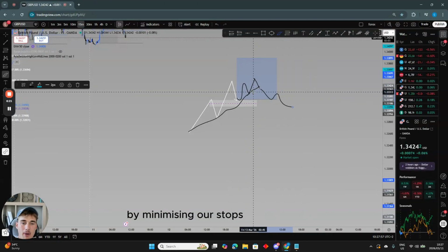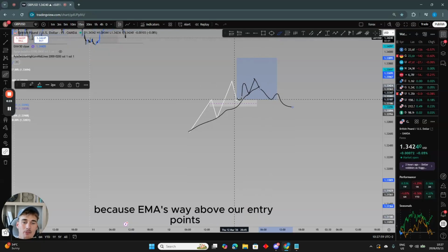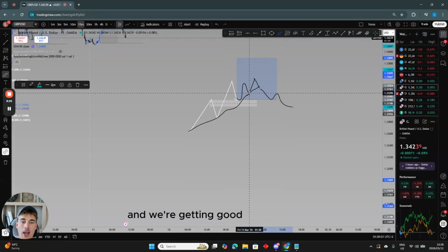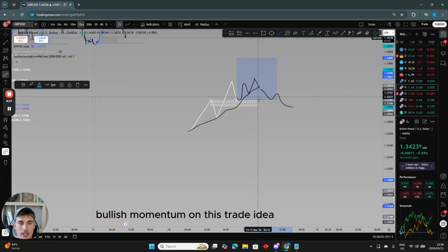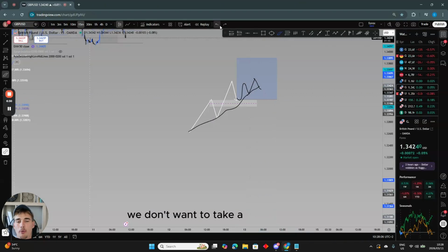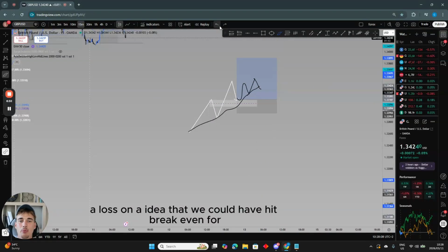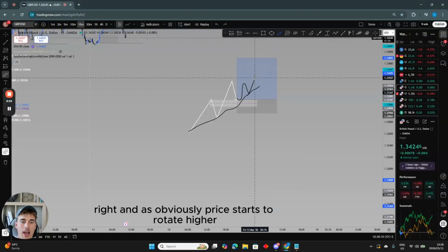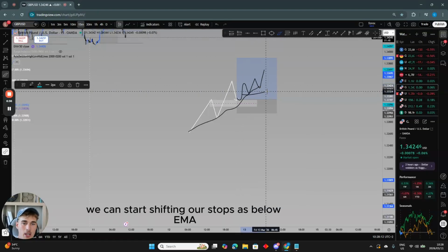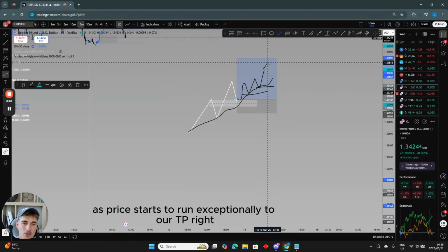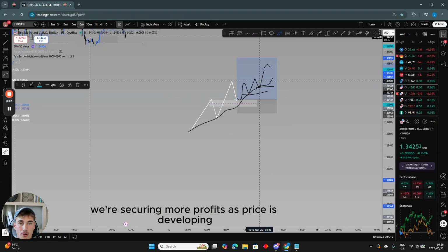and protecting our risk and capital by minimizing our stops, because EMA is way above our entry point and we're getting good bullish momentum on this trade idea. If it does break, of course, we don't want to take a loss on an idea that we could have hit break even for, right? And as price starts to rotate higher, we can start shifting our stops below EMA as price starts to run exceptionally to our TP, right? We're securing more profits as price is developing, right?